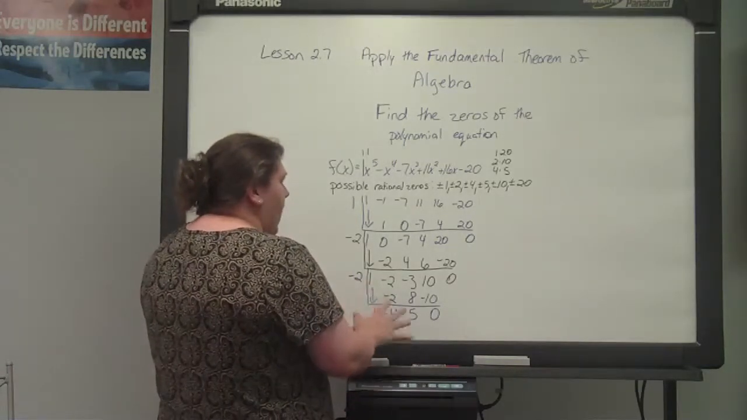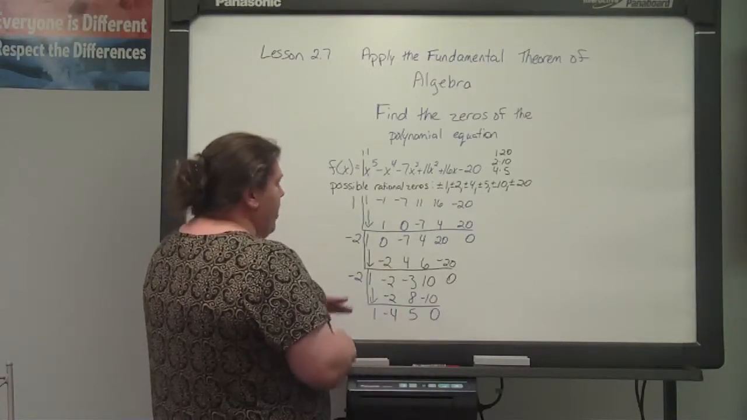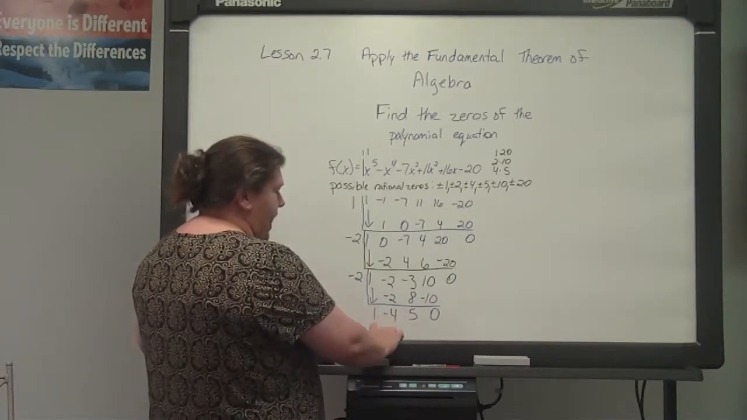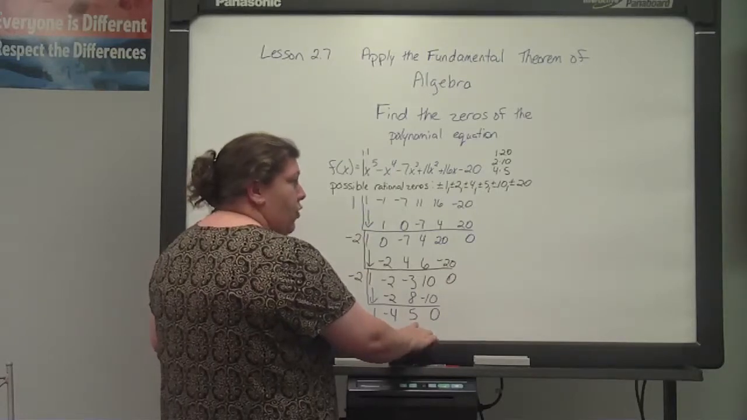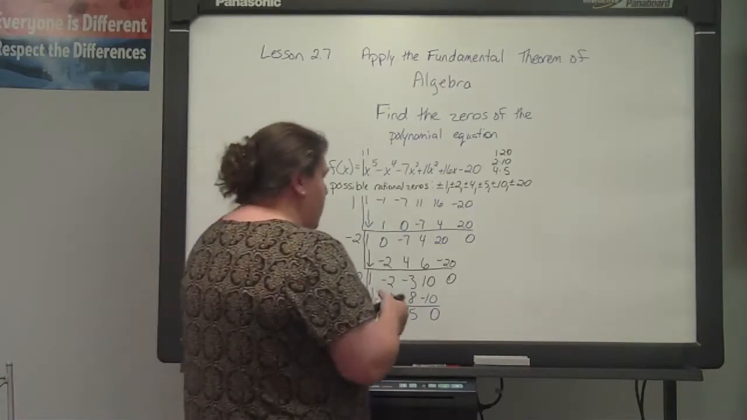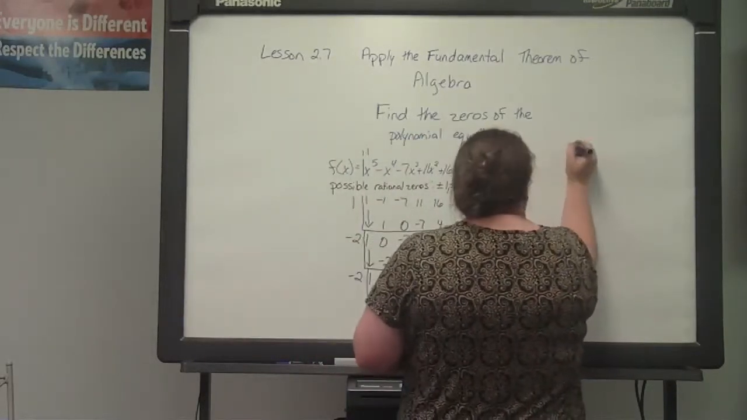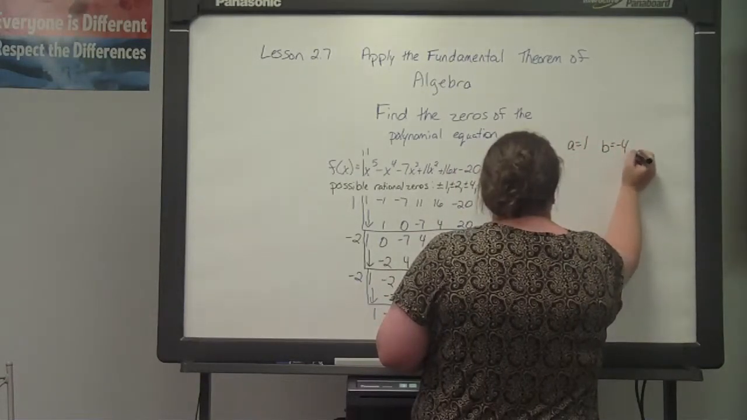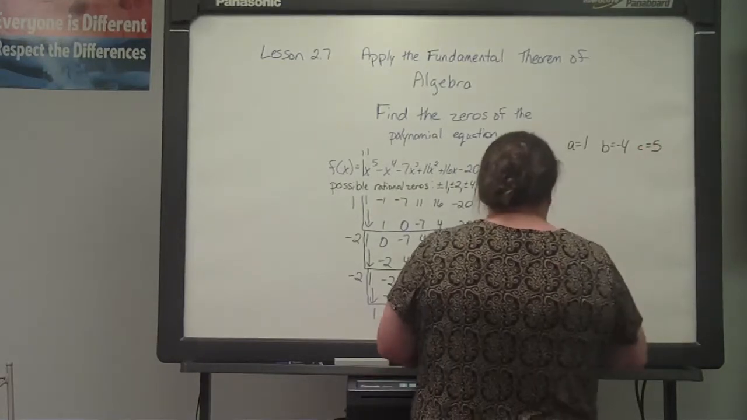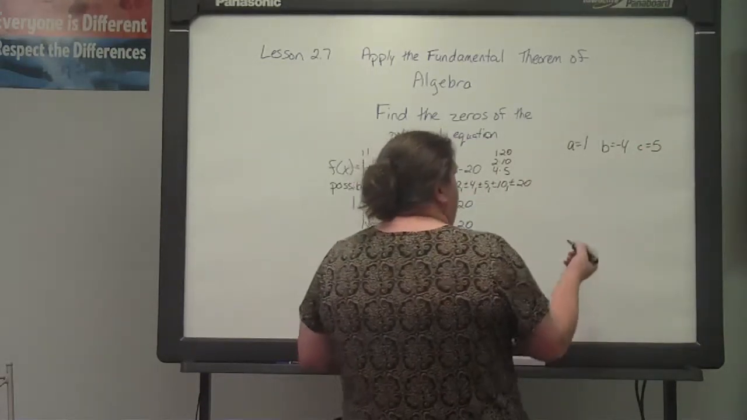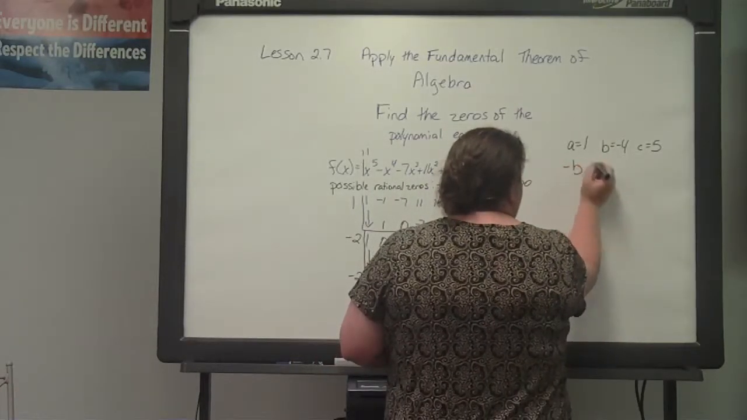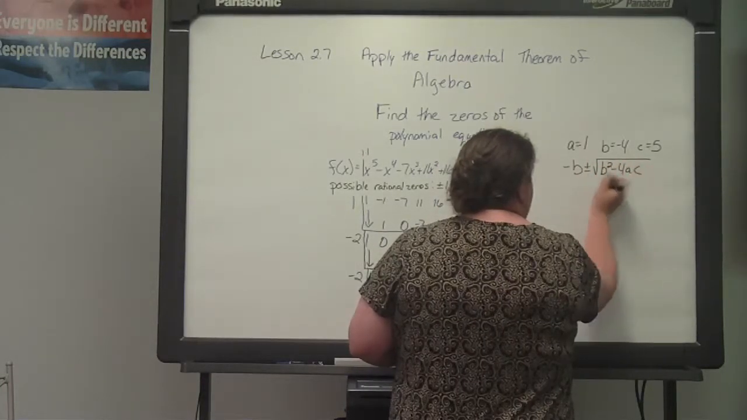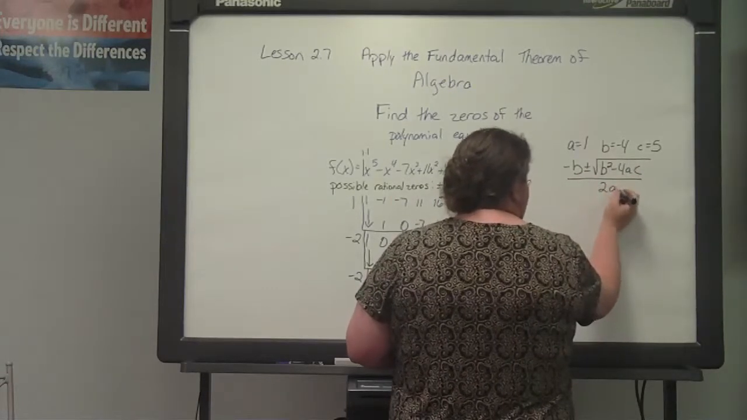At this point, I'm going to change over from synthetic division to the quadratic formula, because I can see now that I have my A, B, and C for the quadratic formula. So over here, I have my A equals 1, my B equals a -4, and my C equals 5. Remember that the quadratic formula is -b plus or minus the square root of b squared minus 4ac all over 2a.